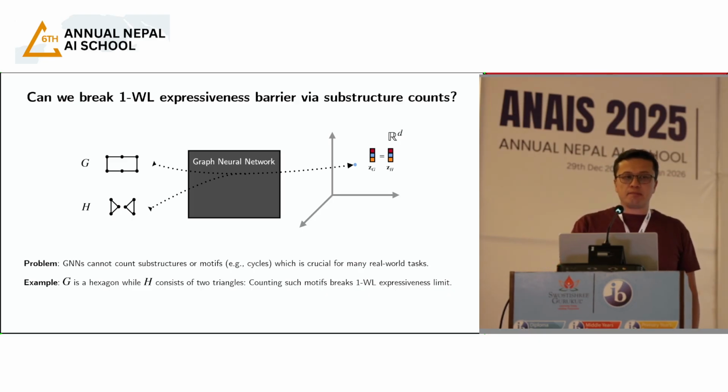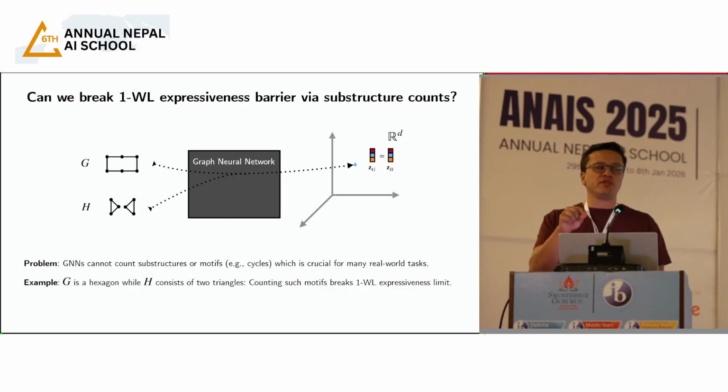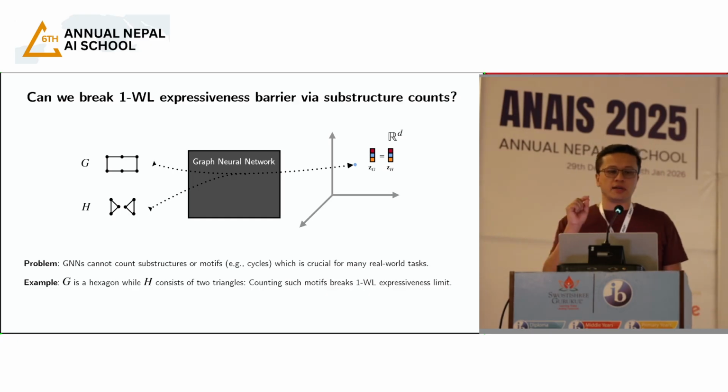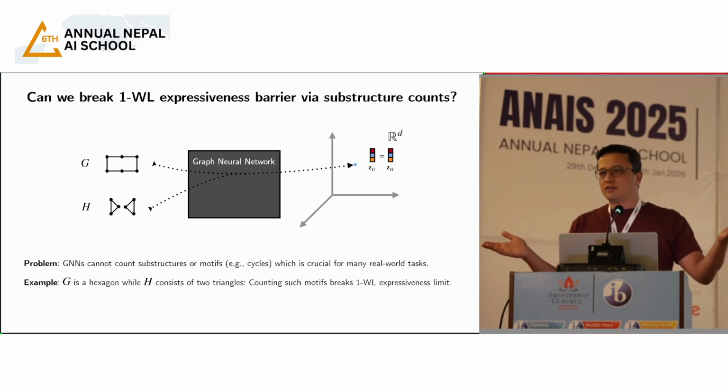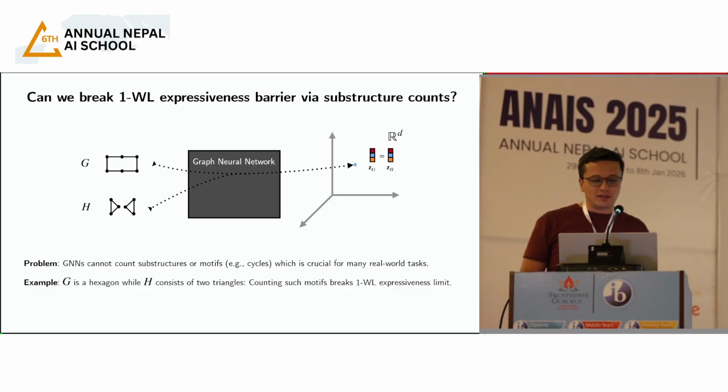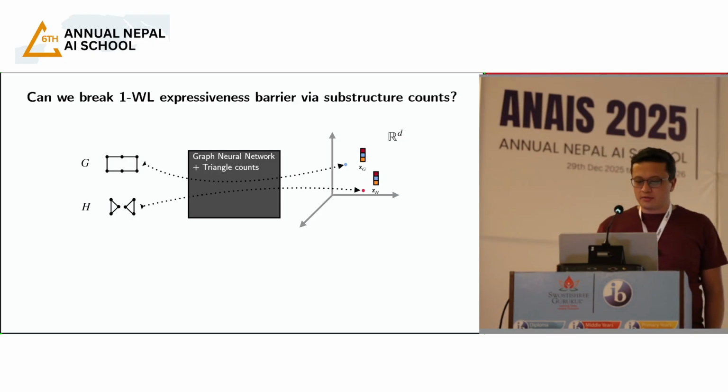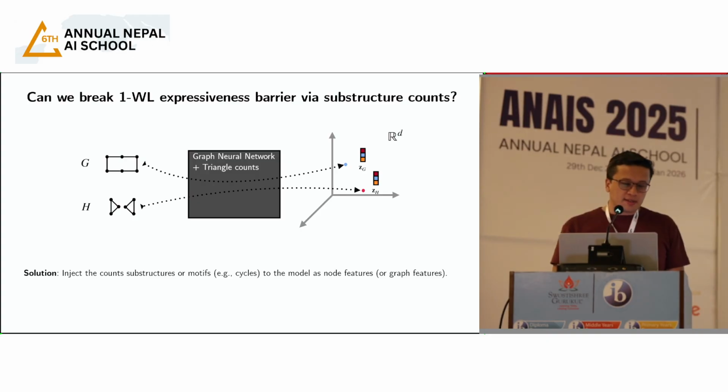So the question here is, can we break the 1WL expressive barrier by explicitly injecting useful information, not just random information, but saying, for example, in this case, a triangle would have been useful. Just injecting on the node features or node level information whether this graph has triangles or how many triangles this graph has. It would be useful, right? Because then I already have this information in the node features, so the graph neural network is informed about this, and it can discriminate these two graphs.